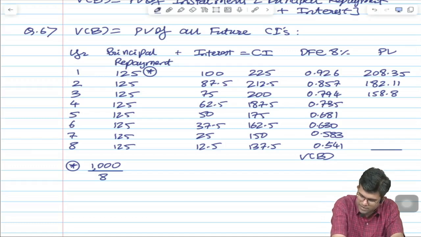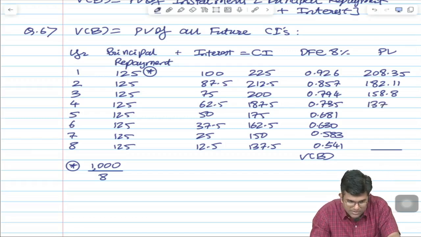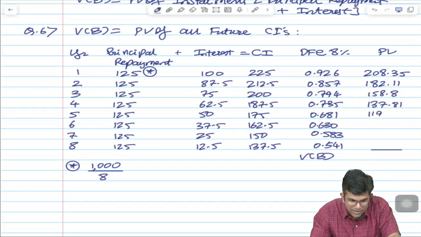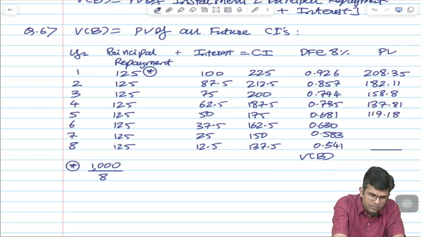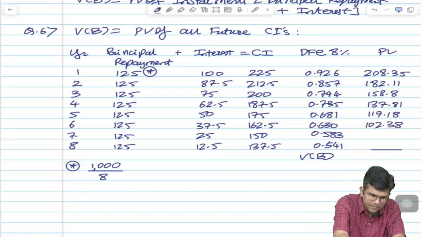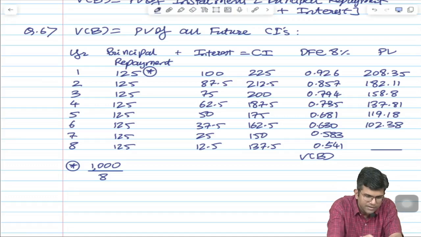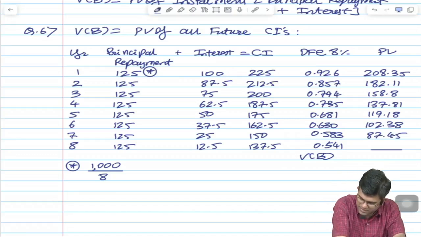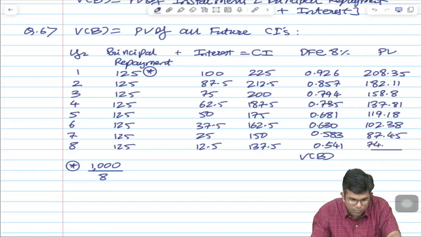158.8. 187.5 into 0.735, 137.81. 175 into 0.681, 119.18. 162.5 into 0.630, 102.38. 150 into 0.583, 87.45. 137.5 into 0.541, 74.39.